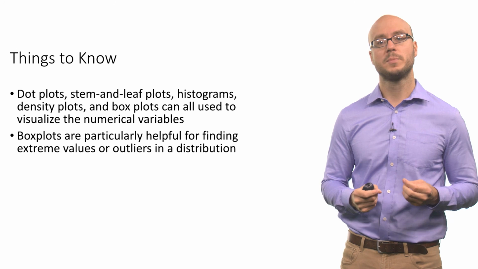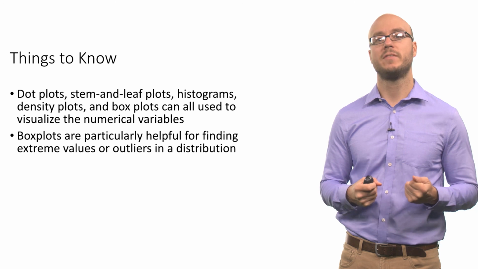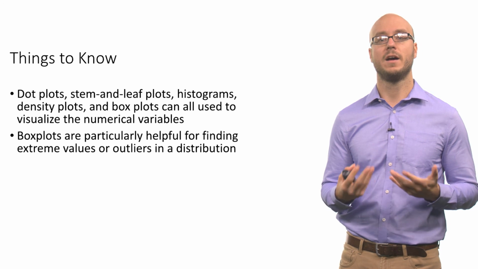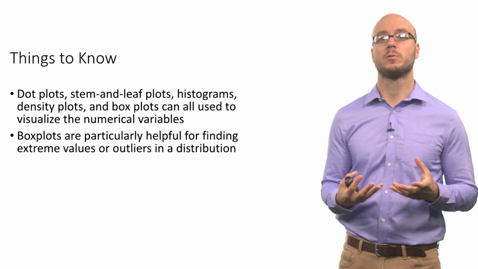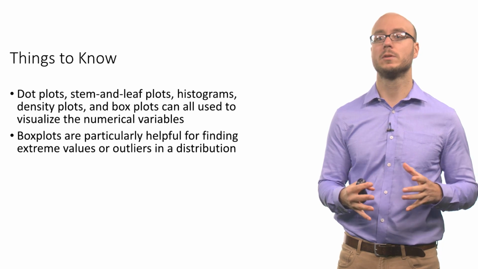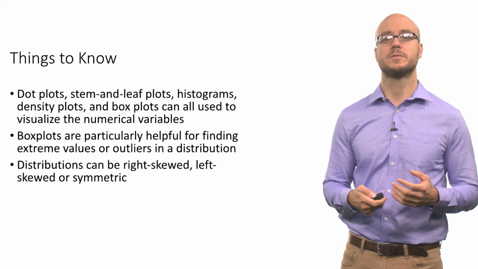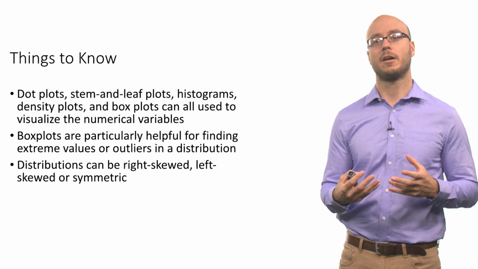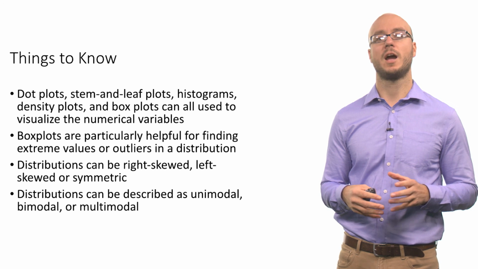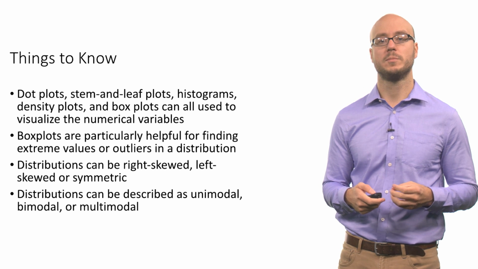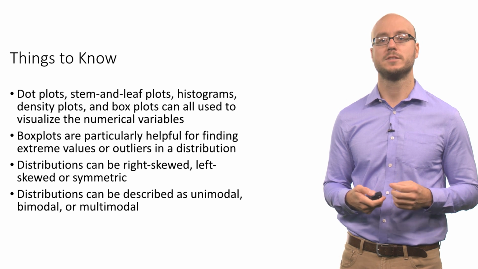Box plots are very commonly used, and they're extremely helpful for identifying extreme values or outliers in a set of observations for a numerical variable. We use something called the boxplot rule to identify outliers. It's not the only rule for identifying what an outlier might be, but it's a very commonly used rule. Distributions in general, we like to characterize as right skewed, left skewed, or symmetric. And distributions are often also described as unimodal, bimodal, or multimodal. So with that, that really ends our discussion this week of how to visualize numerical data.